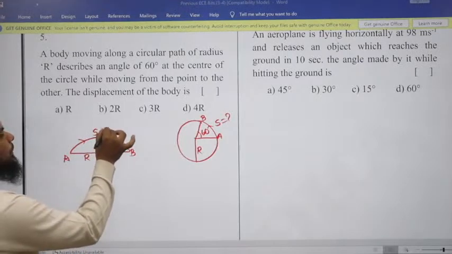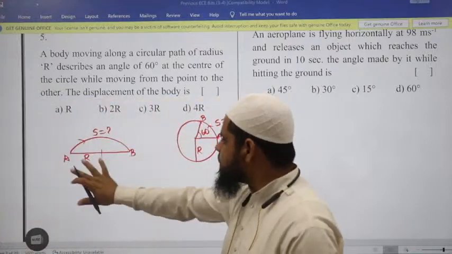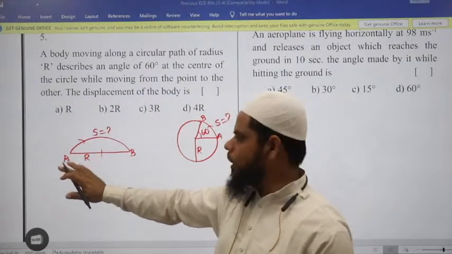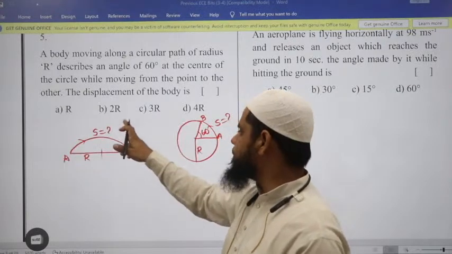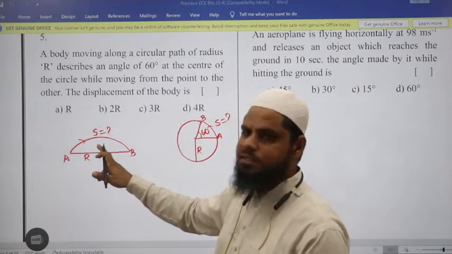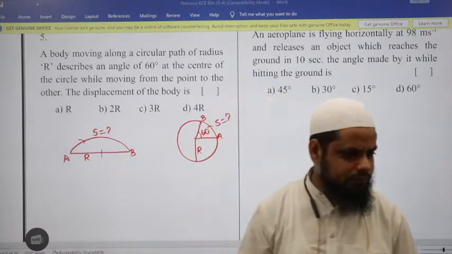I am asking you. Can anyone leave the problem? Tell me about this one. I started from A and I moved up to B of a semicircle of radius r. What is my displacement? Can anyone?